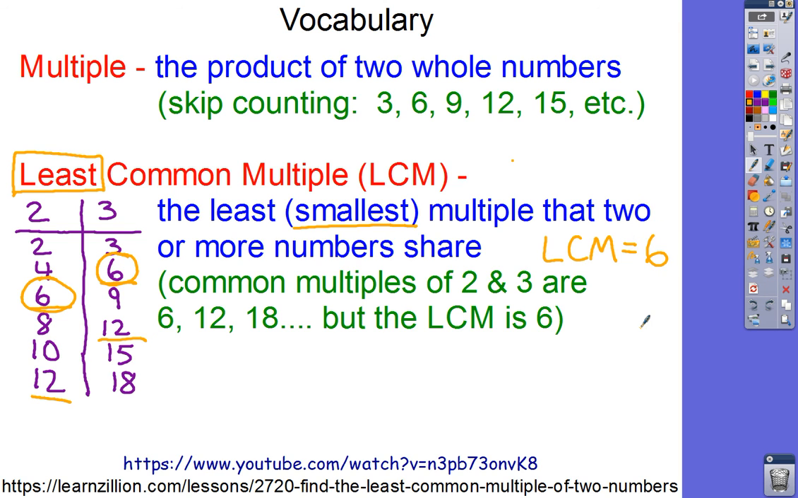And here you can see common multiples. If I kept going, 18 would have been the next one, but the LCM of these two numbers is 6.